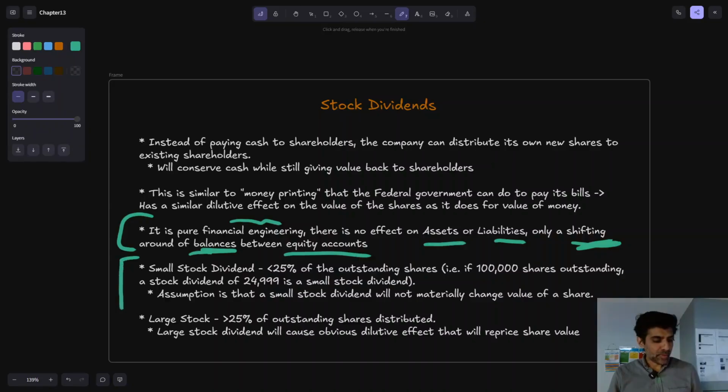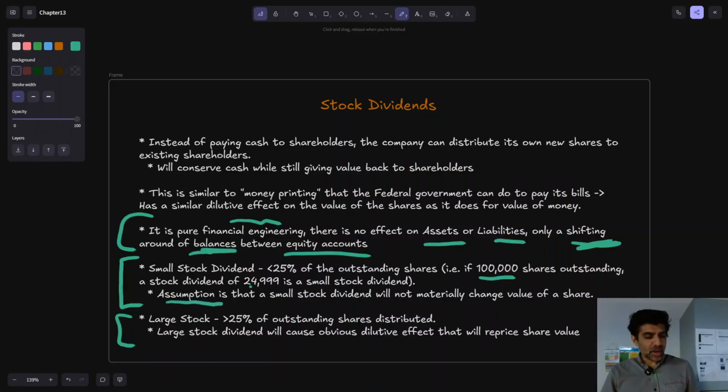Within stock dividends, there's two kinds of classes, and you're going to account for them differently. A small stock dividend is when you're issuing less than 25% of the outstanding shares. So, for example, if you had 100,000 shares outstanding and you have a stock dividend of 24,999, it's a small stock dividend, because this is less than 25% of the shares outstanding. Is everyone clear on that calculation? A large stock dividend is just anything above 25%.